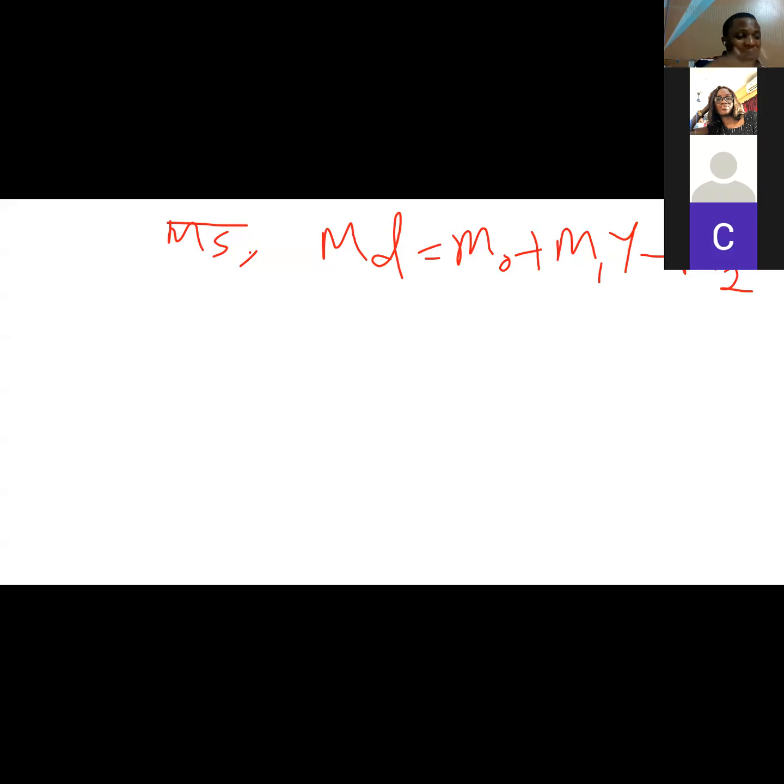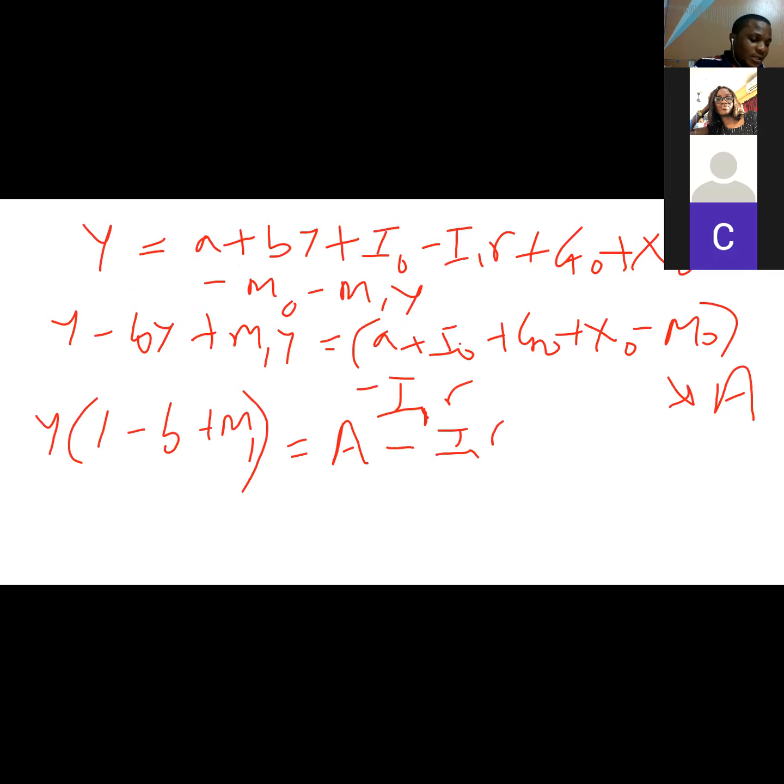At equilibrium in the money market, I equate my money supply and money demand. When I do that, I have MS equals M0 plus M1Y minus M2R. Remember I said that in the money market, the interest rate is determined. In the commodity market, look at this, what happens? My output is determined in the commodity market. Look at it.